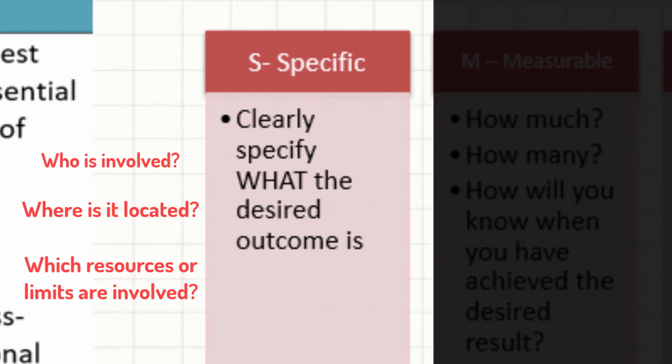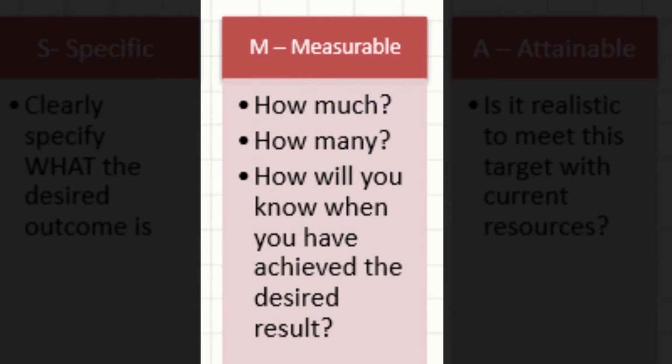Okay. On to the M, measurable. It's important to have measurable goals so that you can track your progress and stay motivated. Assessing progress helps you stay focused, it helps you meet your deadlines, feel excitement when you're getting closer to achieving the goal, all that good stuff. So a measurable goal should address questions such as how much, how many, how will I know when it's accomplished?